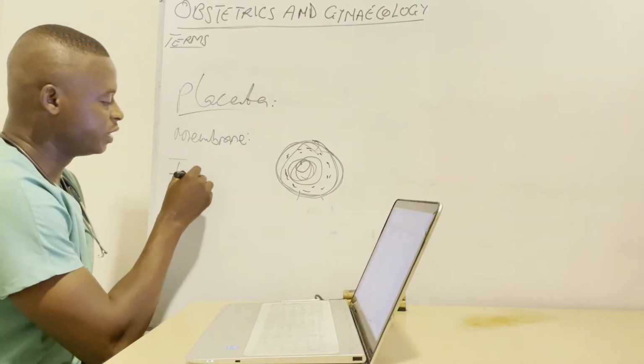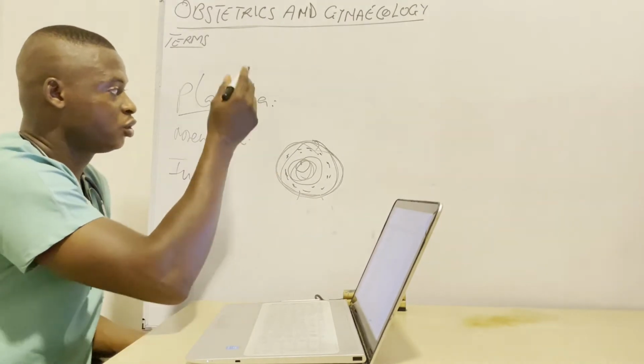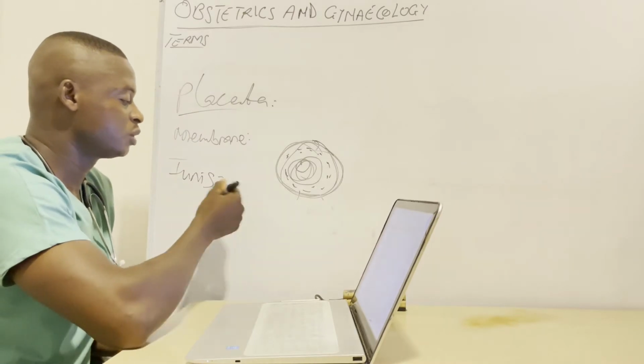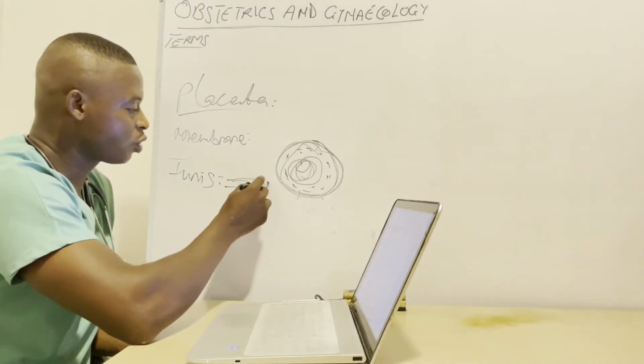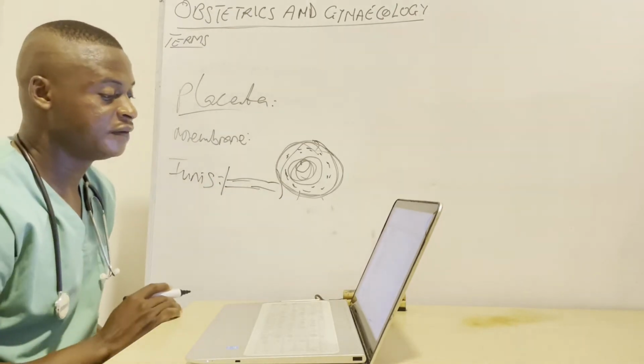Now let's look at funis. Funis is simply the umbilical cord. I spoke about the placenta. The connection between the placenta and the fetus is what you call the funis. So it's a cord. Baby is here, placenta is here, and that's the funis or the umbilical cord.